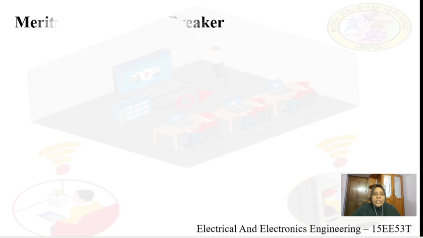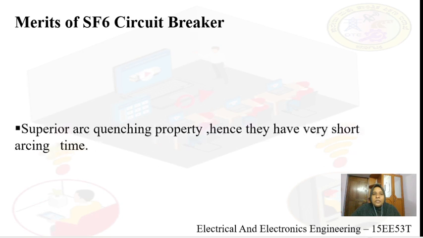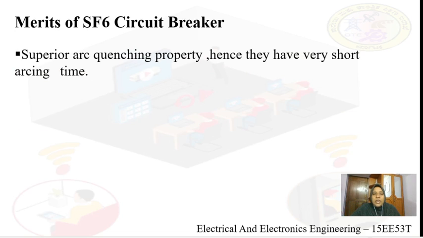Now, let us try to understand the merits of the SF6 circuit breaker. The first merit is it has superior arc quenching property. Hence, they have very short arcing time. Just now when I was explaining the working of an SF6 circuit breaker, I told you that because they have higher dielectric strength and SF6 gas is an electronegative gas, the arc extinction is at a faster rate. That is why they have superior arc quenching property.